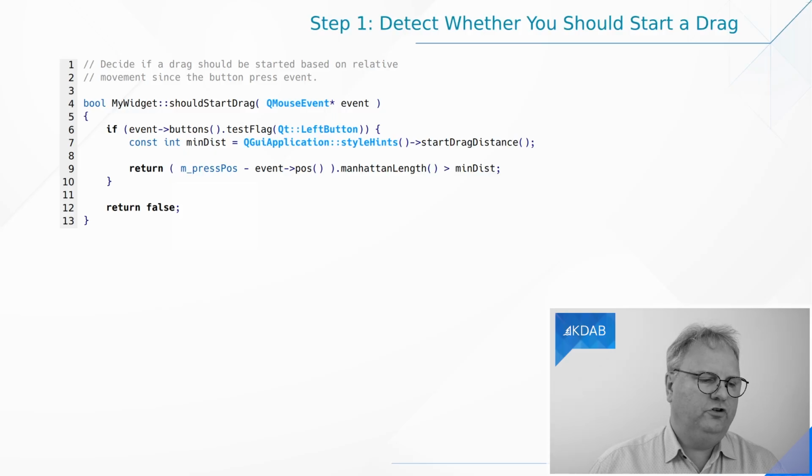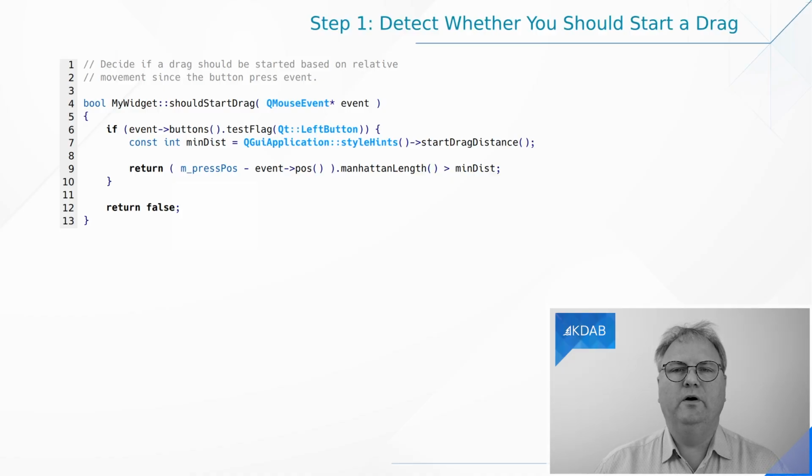Should start drag with a QMouseEvent. I imagine that being called from your mouseMoveEvent method. So in the mousePressEvent, you remember the current position that the user pressed down, and then when he moves it, you will tell whether he has moved it long enough for it to be considered a drag. So let's just dissect the method.